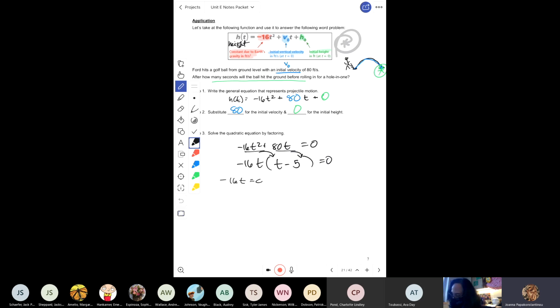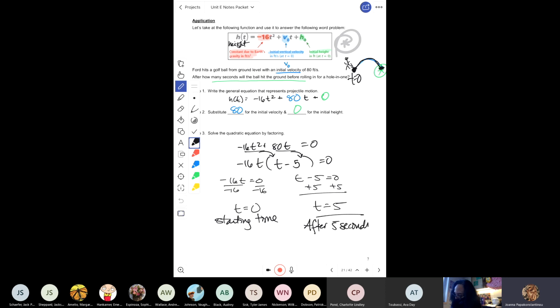Guess what? I can set each of them equal to zero and solve for t. So if I divide by negative 16, zero divided by a number is zero, as long as the number you're dividing by is not zero, in which case that's a bigger discussion. Okay, so I know when t equals zero, I'm on the ground. I haven't hit the ball yet. I hit the ball, it goes up, it comes back down. How long does it take for it to hit the ground again? Okay, so this is my starting time, my initial time, and then that's the time it hits the ground again. So after 5 seconds, right, the ball hits the ground. I've answered the question.